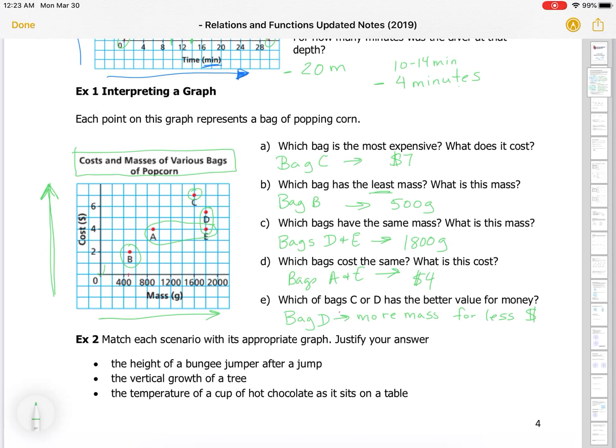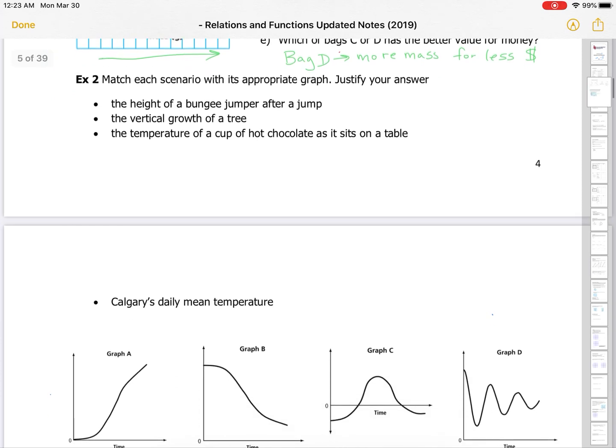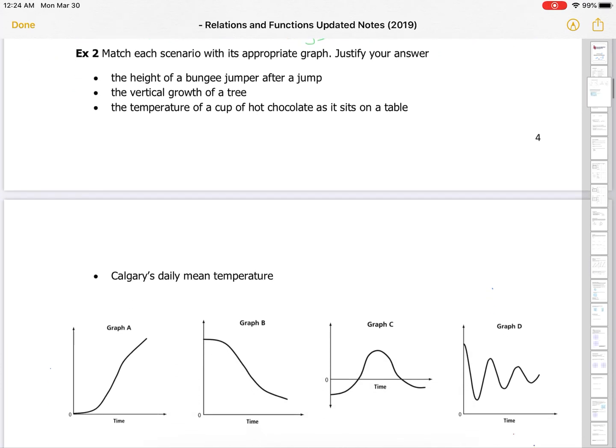Example number 2. It has a number of scenarios, and it wants us to match each scenario with its appropriate graph and justify our answer. The first one is the height of a bungee jumper after a jump. Thinking about a bungee jumper, when they jump, they go up and down and up and down. So I would say this one would be our bungee jumper. On this we would have height over time, and the height would start up and go down and up and down, etc.